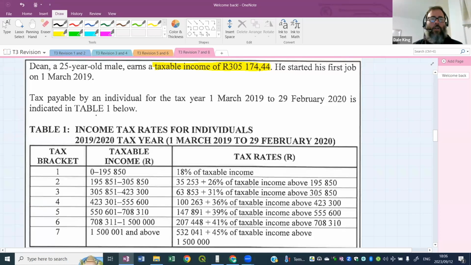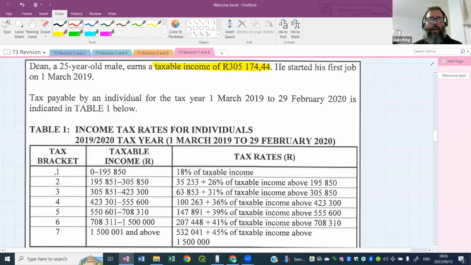The tax tables work from 1st of March to the end of February. That's the financial year. So this tax table is for his 1st of March start. Tax payable by an individual for the tax year 1st of March 2019 to 29th February 2020 is indicated in the table below. And there we see the table. We see that this tax table also works on a sliding scale, just like tariff tables do when you pay for water and electricity. It also works on a sliding scale depending on what your annual salary is.